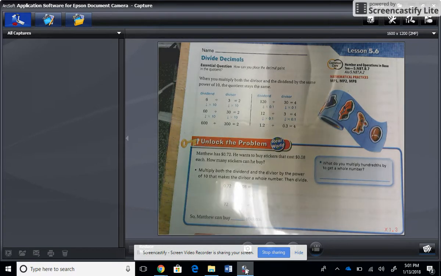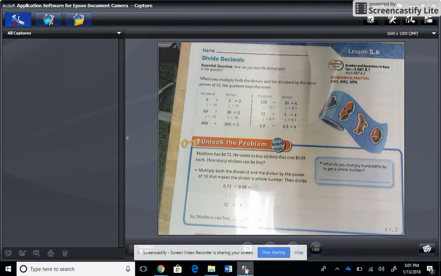Okay, we're dividing decimals. How can you place the decimal point in a quotient? So hopefully we'll see if what you predicted yesterday, or estimated yesterday, or the pattern you came up with, holds. 5.6 is just how you do that. We're going to tell how to really move the decimal.